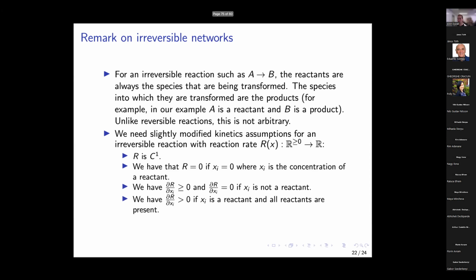Excuse me, Alan. I don't see what happens if you have A goes to B goes to C. Then B is both product and reactant. What happens? I guess that case I would consider as two separate reactions. So A goes back and forth to B, and B goes to C. For the reaction A, B, it satisfies these assumptions. For the reaction B to C, it also satisfies these assumptions. So each one of those would have a separate reaction rate. Okay.